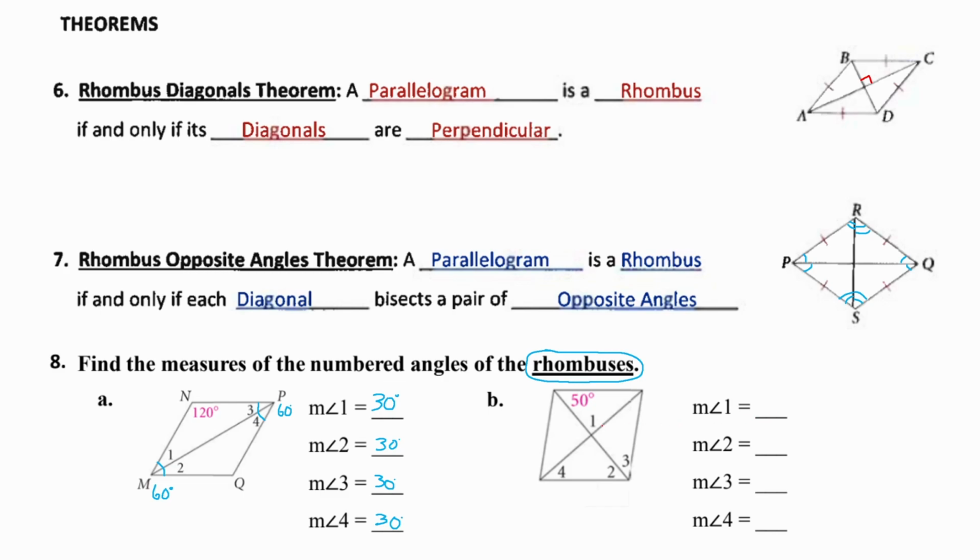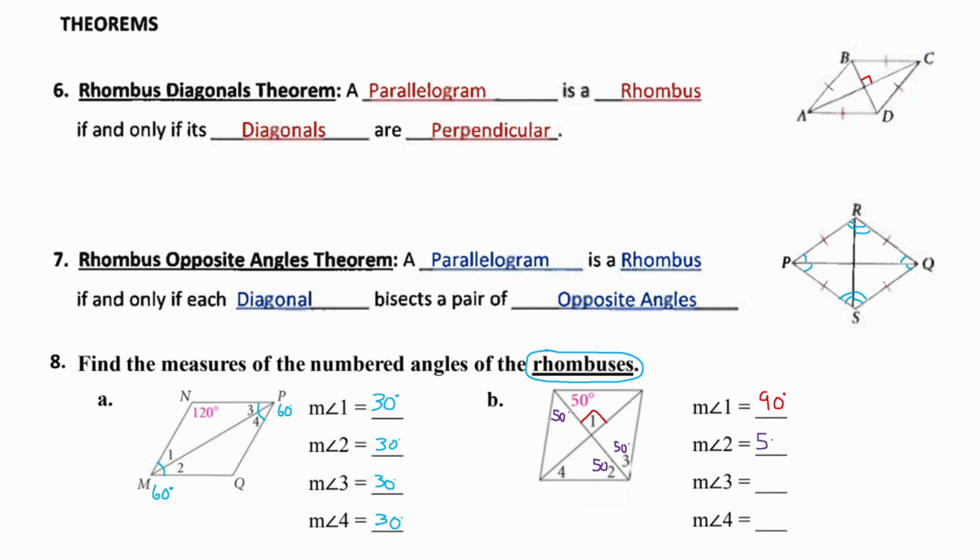Okay, I'm going to start with angle 1, and I'm going to use the fact that the diagonals are perpendicular to each other, which means that angle 1 has to be a right angle, which makes it 90 degrees. So there's angle 1. For angles 2 and 3, since angles 2 and 3 are part of the same diagonal as the 50 degrees, the diagonal is going to bisect both of these opposite angles. So that one's going to be 50, and so are angles 2 and 3.